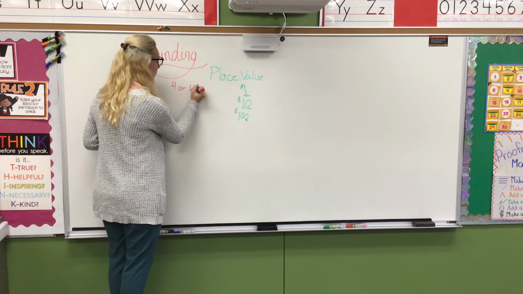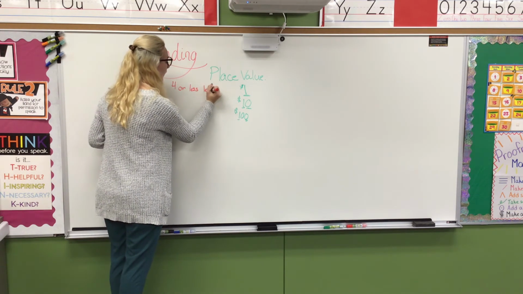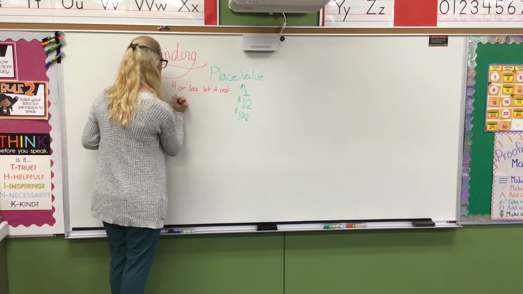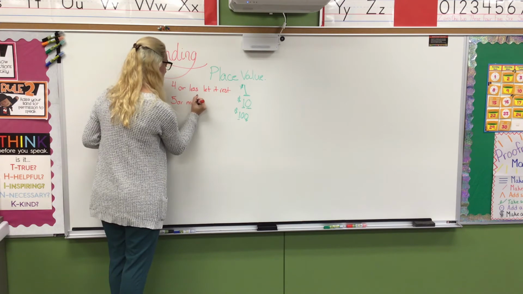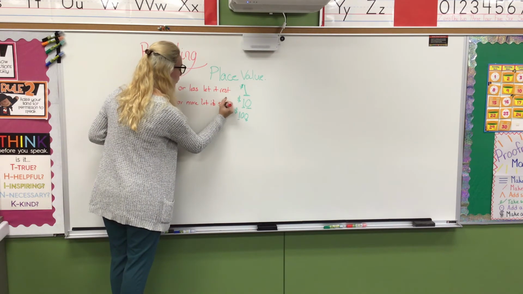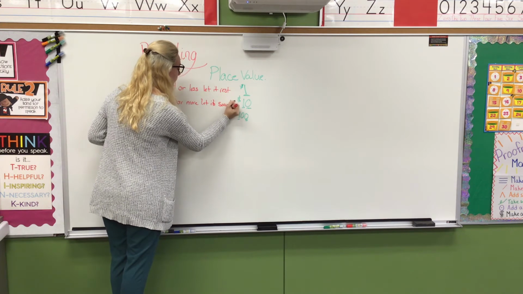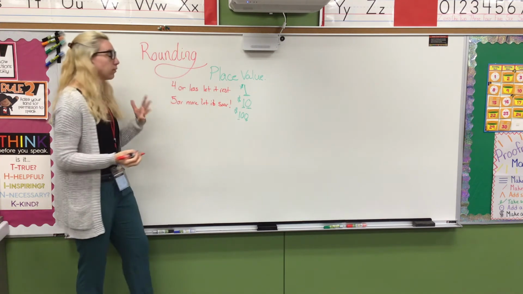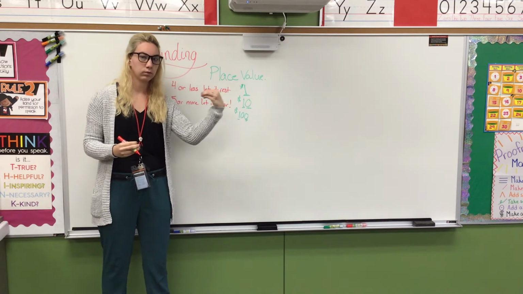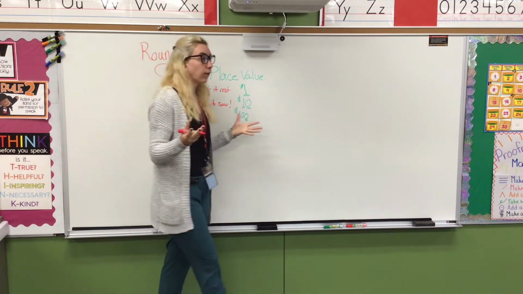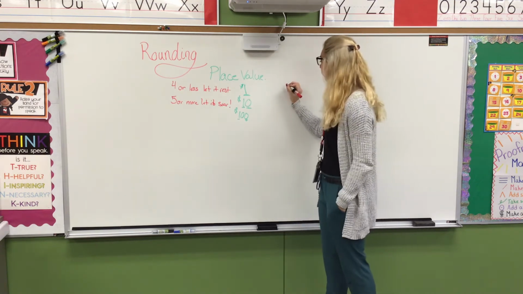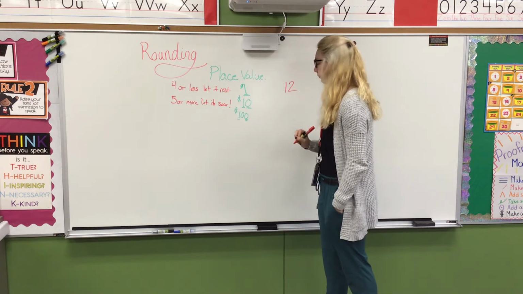4 or less, let it rest. 5 or more, let it soar. So when you're rounding, we always look to the place next to the value we're rounding to. So if we're rounding to the tens place value, and you're given the number 12.